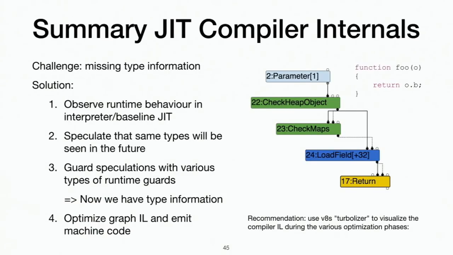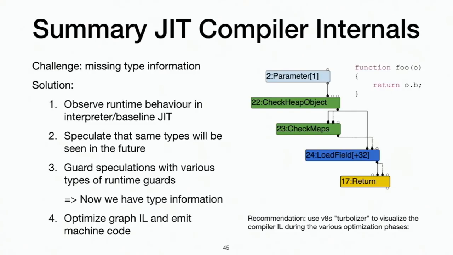So let's sum this up. What we've seen is that the major challenge of JIT compilers is missing type information. The solution is to first observe runtime behavior and keep track of types, then speculate that we'll see the same types in the future, guard these speculations with runtime guards, and then optimize and emit machine code.